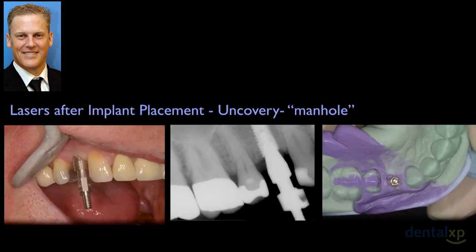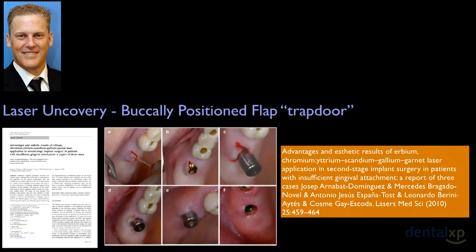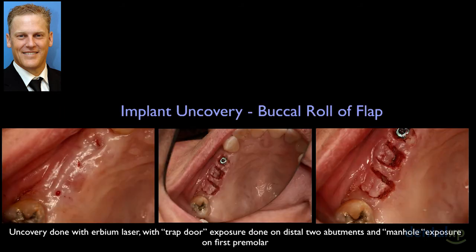We took our impressions in an open tray format. And 2 weeks later, you can see the healing here, and you can see we're then ready to place our implants, or replace our final restoration. Indeed, this can also be done with an erbium all-tissue laser. A trapdoor flap, as this group has shown, can buccally reposition your tissue for increased zones of keratinized tissue.